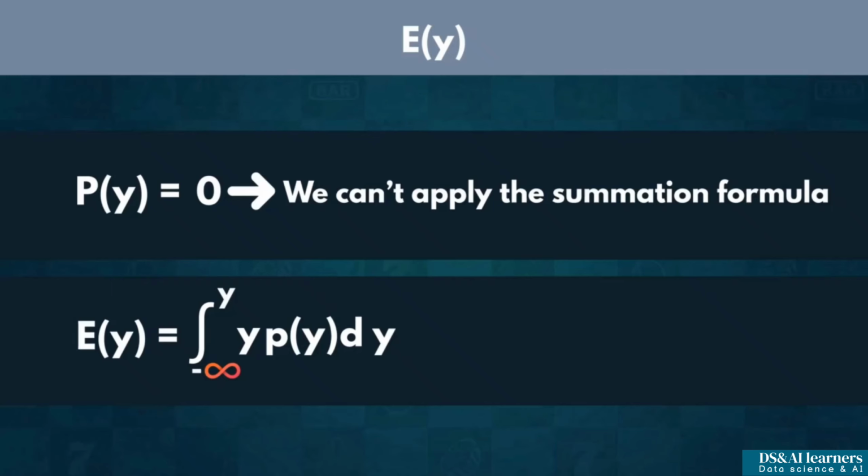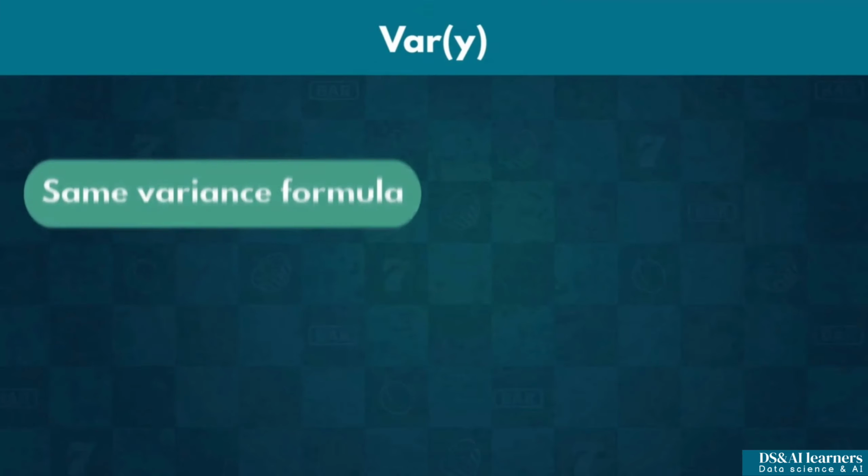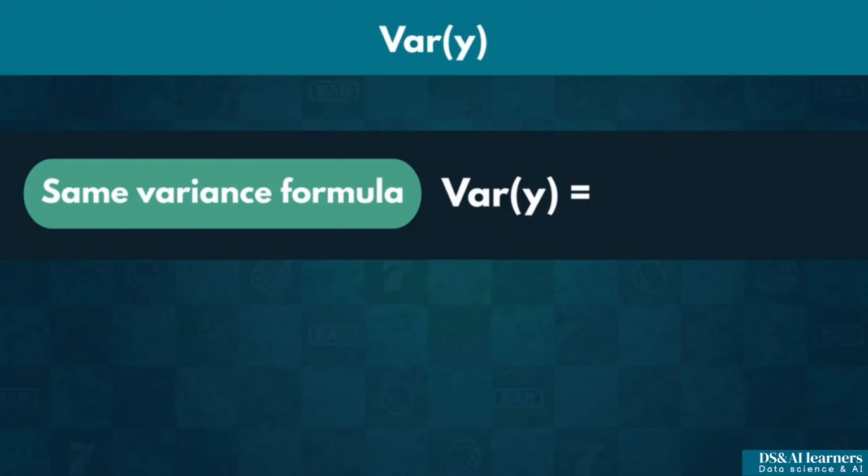Right. Now let us quickly discuss the variance. Luckily for us, we can still apply the same variance formula we used earlier for discrete distributions. Namely, the variance is equal to the expected value of the squared variable minus the expected value of the variable, squared.